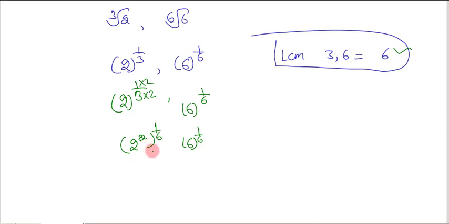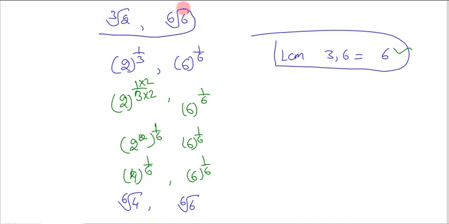Now this I can write as 2 to the power of 2 means 4, to the power of 1 by 6, and 6 to the power of 1 by 6. 4 to the power of 1 by 6 can be written as 6th root of 4, and 6th root of 6. That means I converted these two surds to the same order. Here we were given surds of different orders and I converted them to the same order, 6. Okay, this is how to convert surds of different orders into the same order.